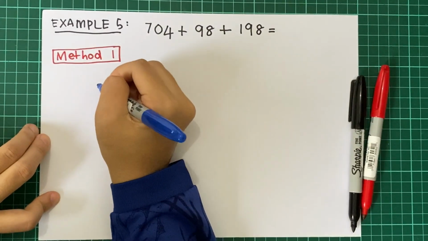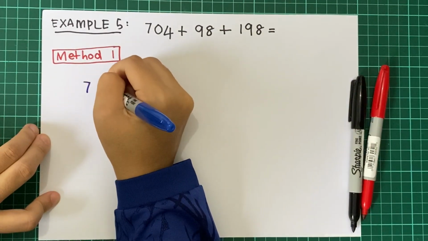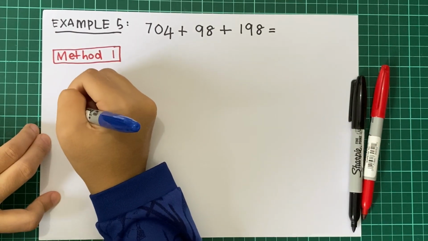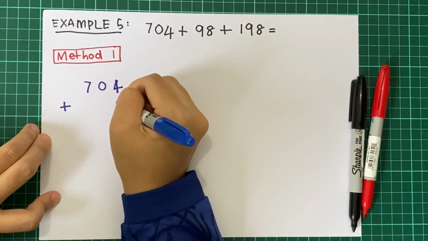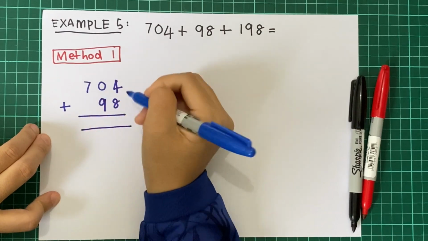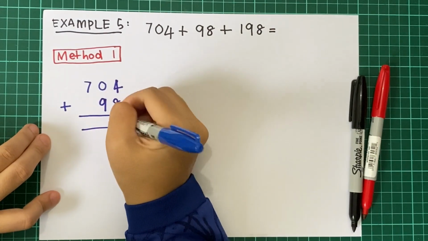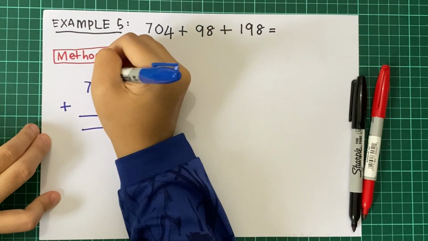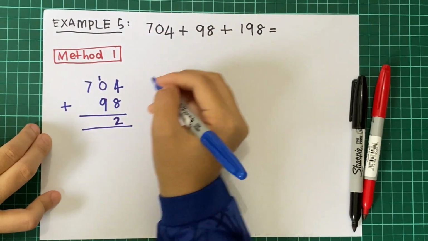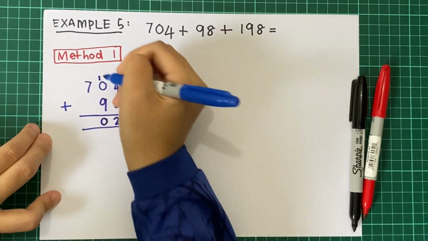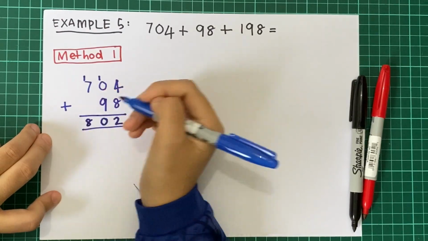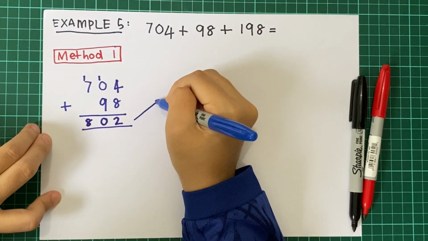We have 704. Plus with the second number 98. Don't forget the place value. Alright. 4 plus 8 equals to 12. Write down 2, bring up 1 to the next side. 1 plus 0 is 1, plus 9 is 10. Write down 0 and bring up 1 to the next side. 1 plus 7 equals to 8. 802. Copy the answer.